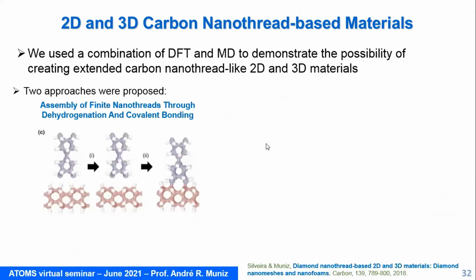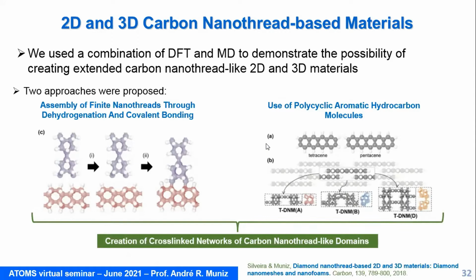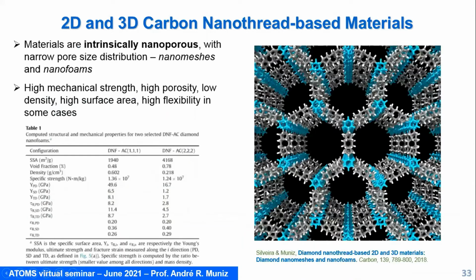Yeah, we continued studying this material and tried to show that this concept of covalent bonding between aromatic molecules could be extended to form 2D and 3D materials, not only filaments, but cross-linked networks of these materials. So we proposed different ways of doing that using the existing structures already synthesized of carbon nanothreads, and if we use polycyclic aromatic hydrocarbon molecules of different sizes. In both cases, we could get to very interesting, very beautiful structures.